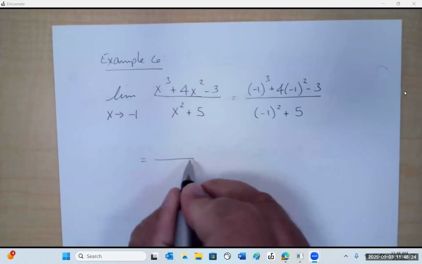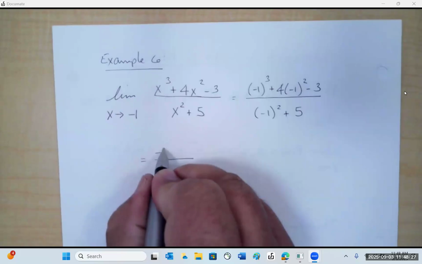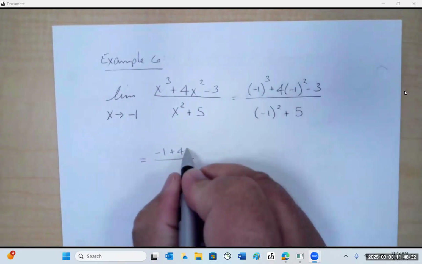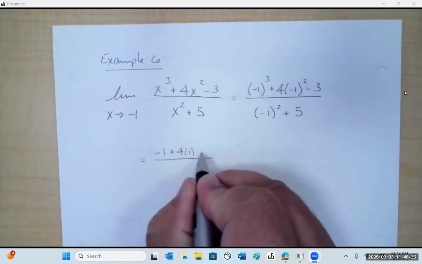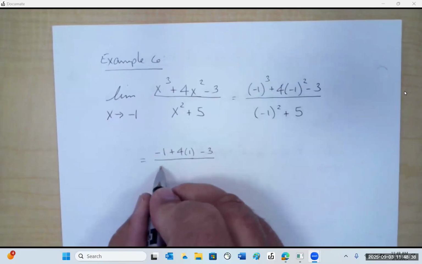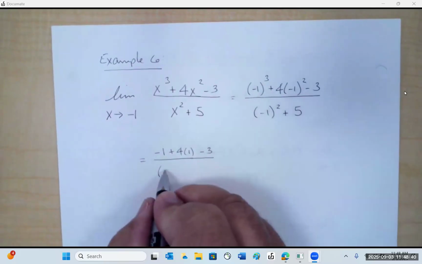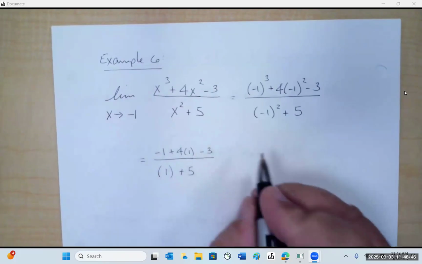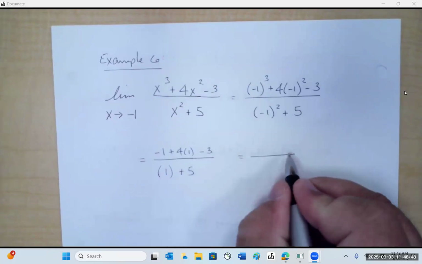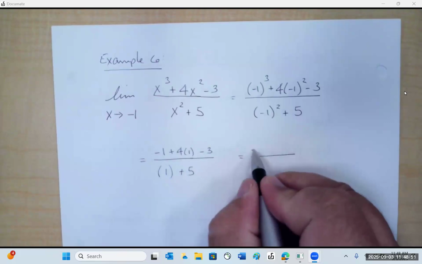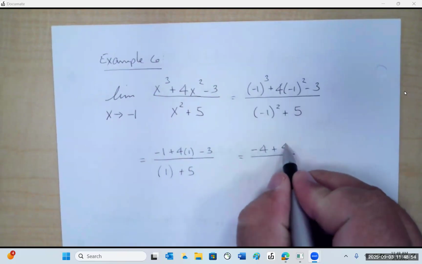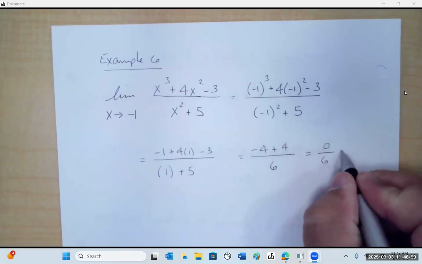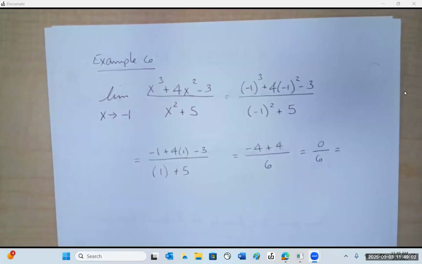And then work it out. So -1 cubed is -1 plus 4. -1 squared is 1 minus 3. -1 squared is 1 plus 5. So we have -4 plus 4 over 6, which is 0 over 6, which makes it what? Not undefined?